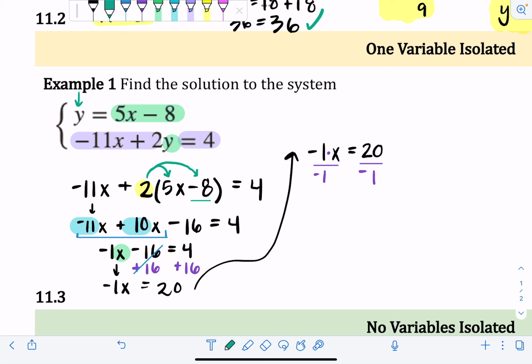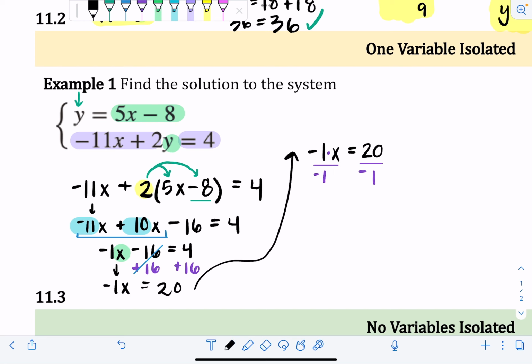As an alternative, I think it's sometimes a little more confusing if I just have negative x equals 20, and I have to recognize, hey, I've got to turn that negative x into a positive x. You would still do the same thing. You would divide by negative 1, or technically you could multiply by negative 1 also. So that's why I like leaving the negative 1 in front.